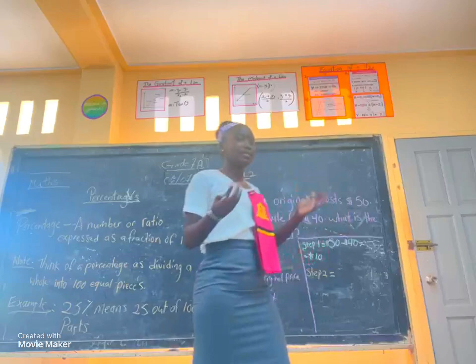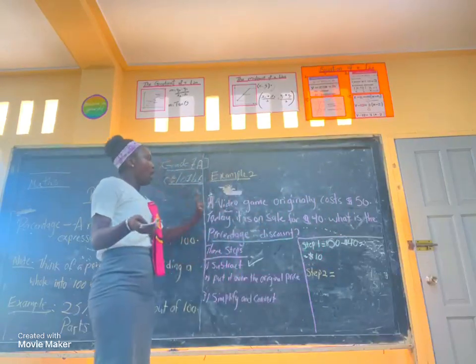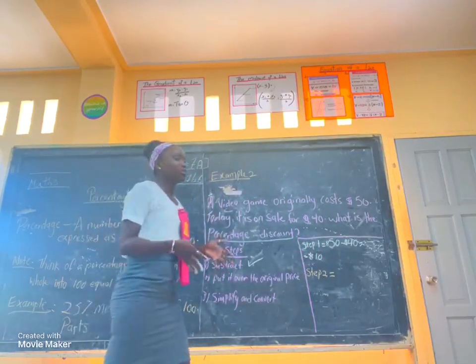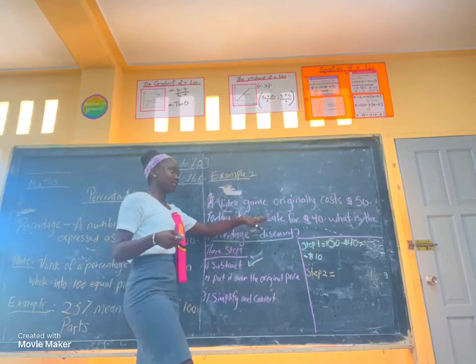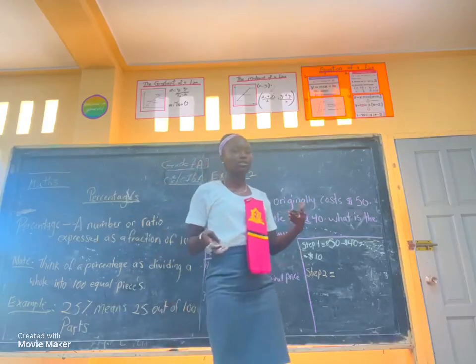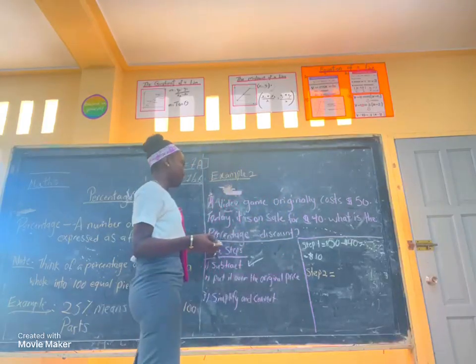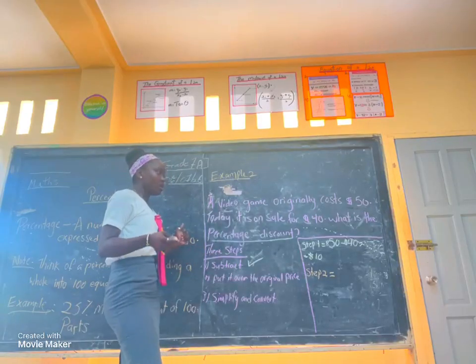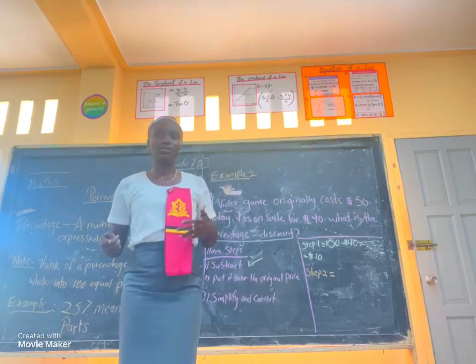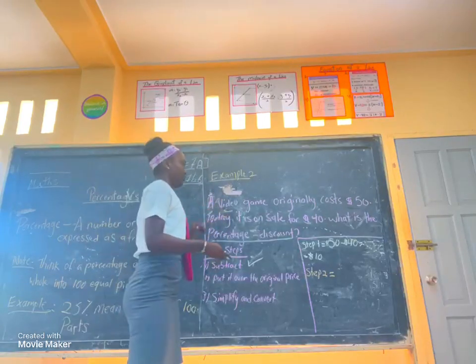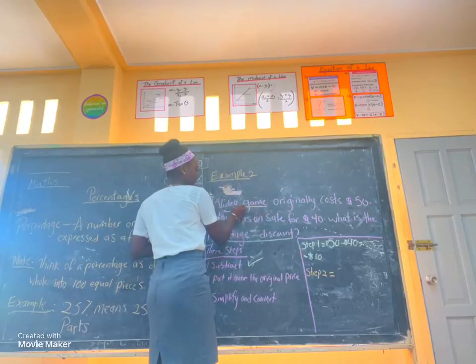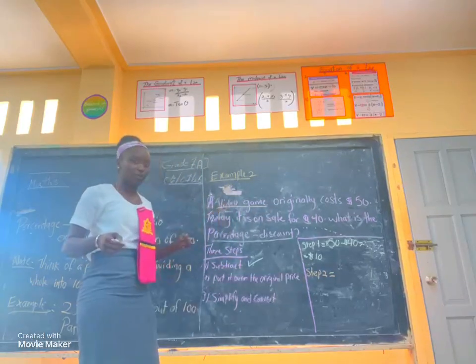Now, let's look at an example of it. A video game originally cost $50. Today it is on sale for $40. What is the percentage discount? So, the question is asking us to find the percentage discount for the video game.